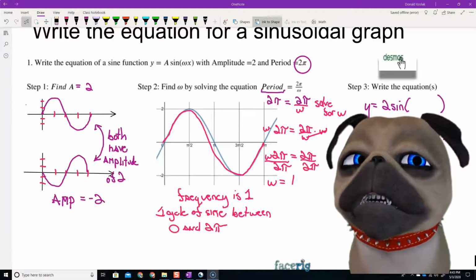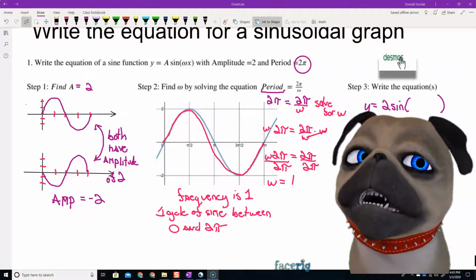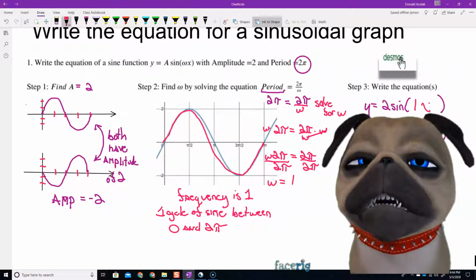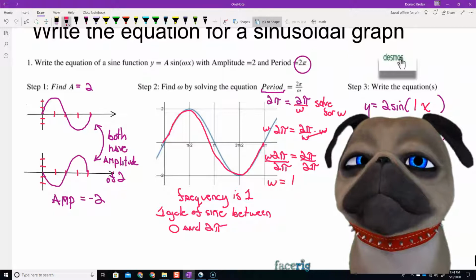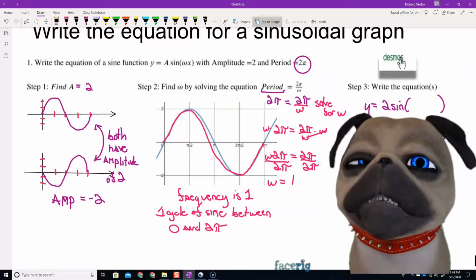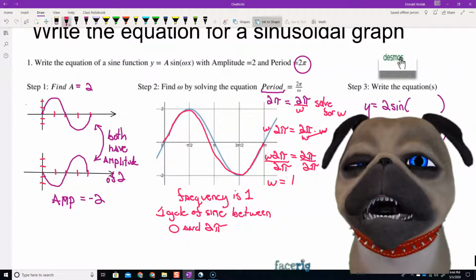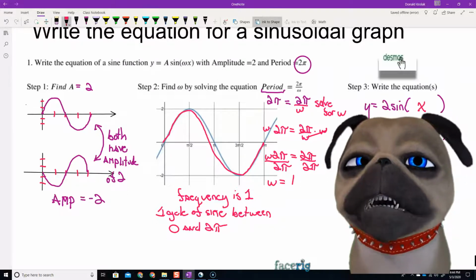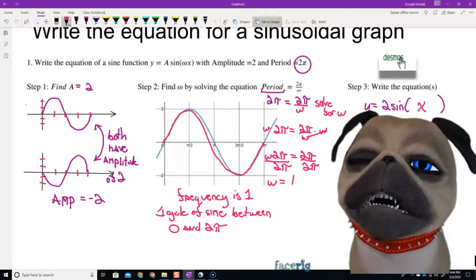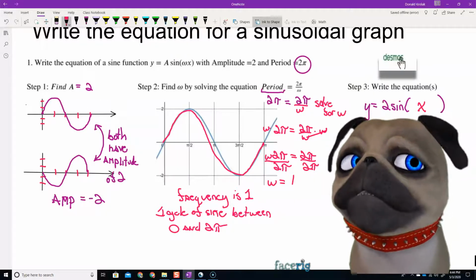So now when I write out my formula here, all right, omega is equal to 1. And I really don't need that 1, even though we know it's there. So this would just end up being 2 sine x or -2 sine x.